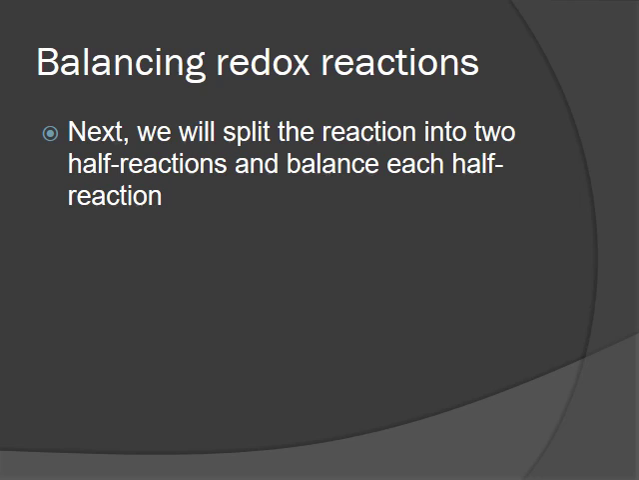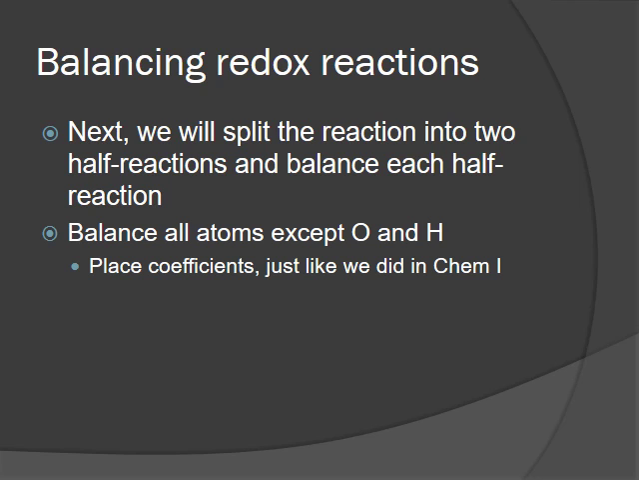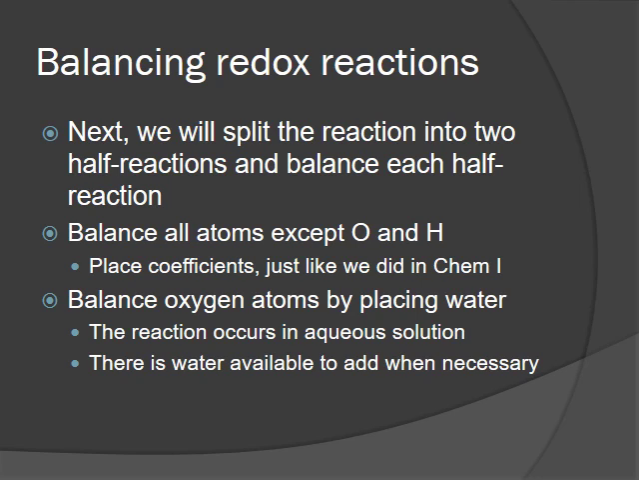Then we're going to split the reaction into two half reactions, and we're going to balance each half reaction separately. First, we'll balance all the atoms except hydrogen and oxygen. We're going to place coefficients just like when we balanced reactions back in General Chemistry 1. Then we're going to balance the oxygen atoms by placing water. This seems a little counterintuitive, but all our reactions are occurring in aqueous solution, which means water is our solvent. We've got water molecules all over the place. If we want to balance a reaction by placing water, we can do that.